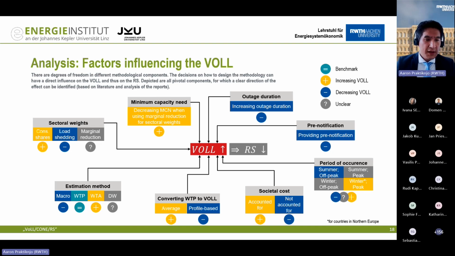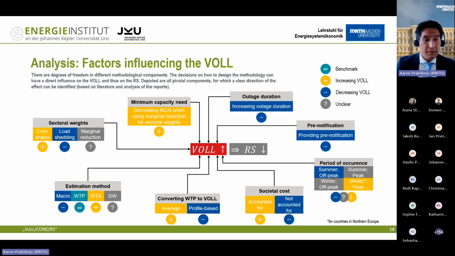Then the estimation method. The standard baseline is the willingness to pay approach, but there is some room also to use a macro-based approach, so data based on macroeconomic statistics. If we take these numbers instead of survey data from the willingness to pay, usually the direction is negative, that we receive lower numbers for value of lost load if we use statistical data than if we use survey-based approaches. That is due to the fact that some cost components are not included in the statistical data.